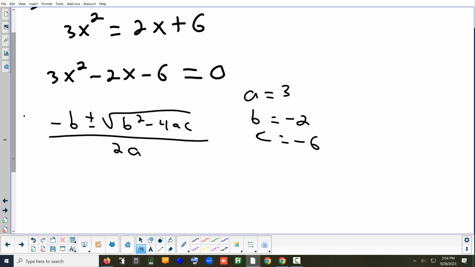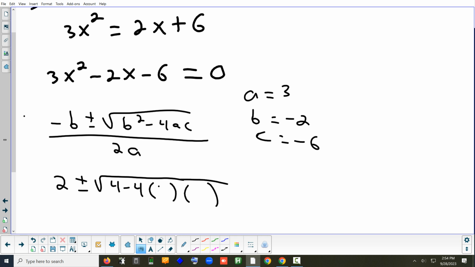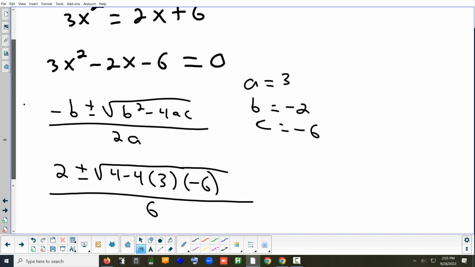Hopefully, if it comes out imaginary, I should have checked that. So, nope, we're going to be okay because c is negative. So, yeah, we're fine. All right, so negative b, well, that's going to be 2. Plus or minus, what's b squared? 4. Gives me 4. Minus 4 times a is 3, times c is -6. All over 2 times a, which is 6.